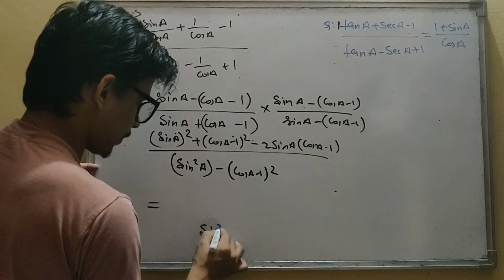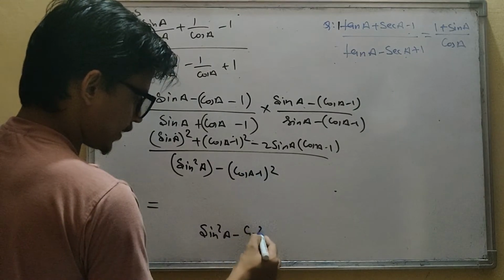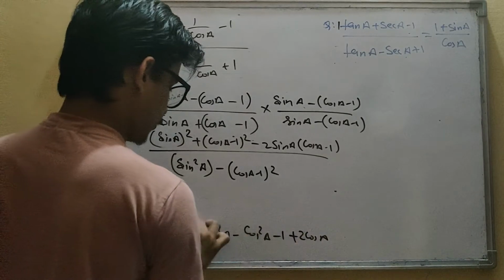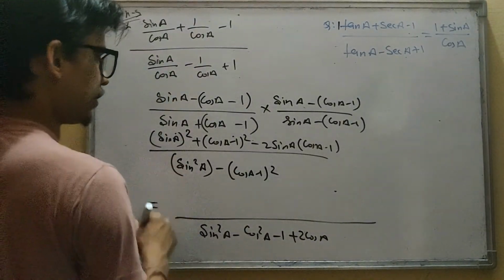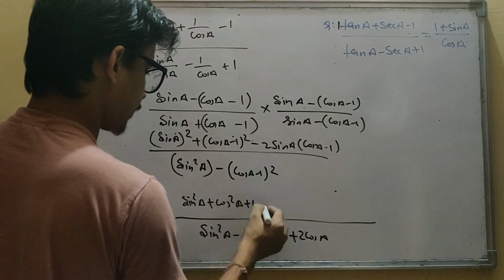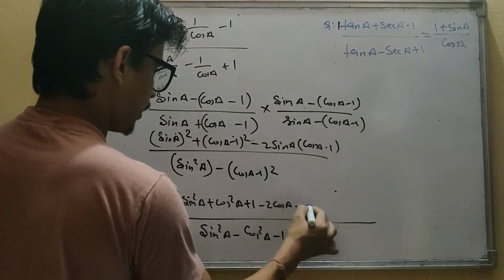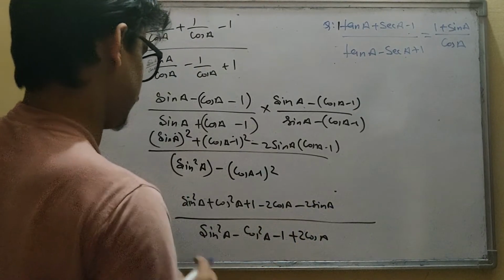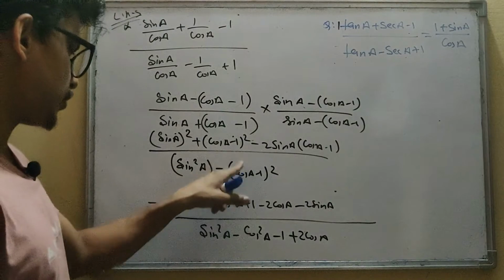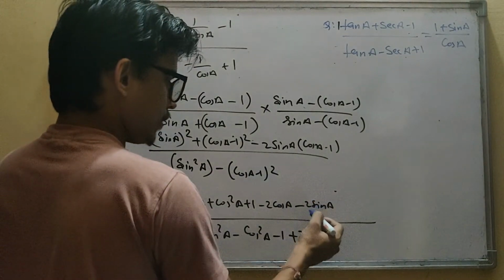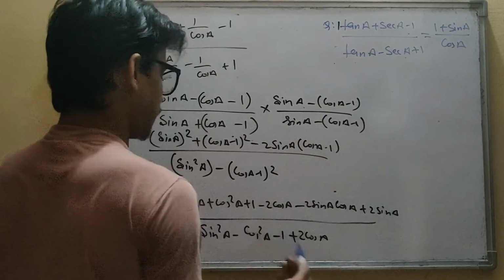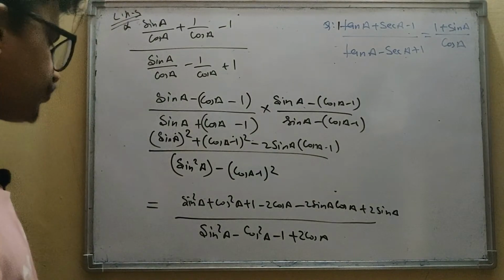Now sine square a minus, if you simplify it, it is going to be cos square a minus 1 plus 2 cos a, right? Now here it is going to be sin square a plus cos square a plus 1 minus 2 cos a minus 2 sin a. Okay, we are left with sin square a, cos square a, plus 1, minus 2 cos a, minus 2 sin a cos a plus 2 sin a, right? Just multiplication. Now, what you can see, this is going to be 1.